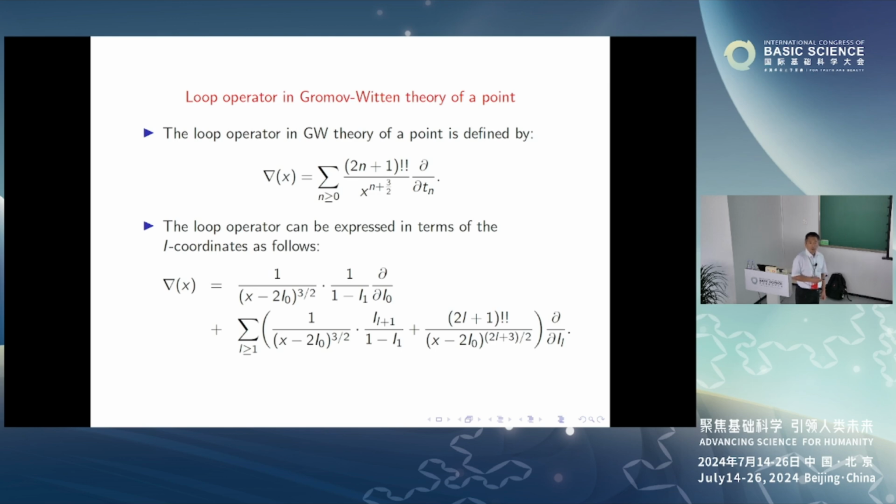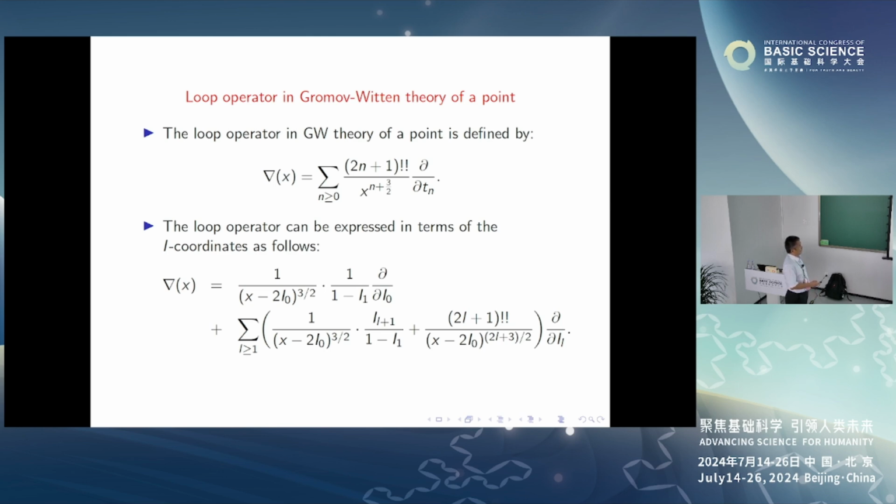And furthermore, we need to compute the correlation functions, the n-point functions. In Gromov-Witten theory, there is something called the loop operator. The loop operator is also given by something like the coupling constants and the sequence. So you apply these loop operators on the free energy. If you apply it once, you get a 1-point function. If you apply it twice, you get a 2-point function. If you apply it n times, you get an n-point function.